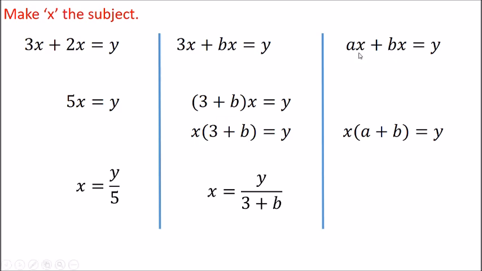Well, I want to make x the subject. If I want to make x the subject, I need x to appear on my page or screen just once. By factorising, it just makes it look a lot more simpler. Okay, so now I can divide my left-hand side and my right-hand side by a plus b. So that tells me that x equals y all over a plus b.